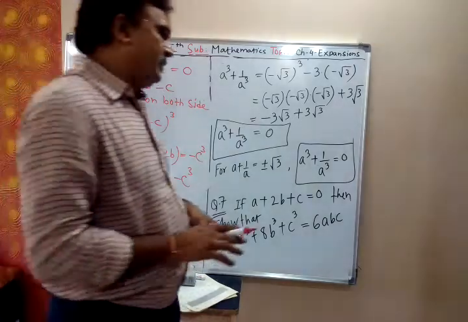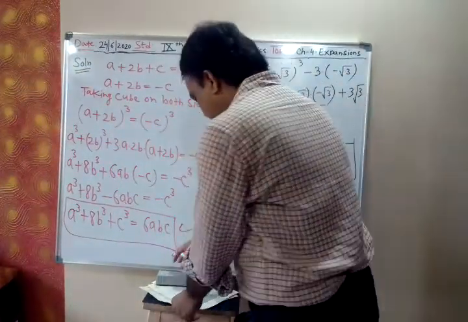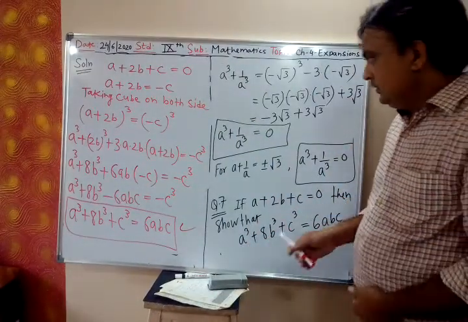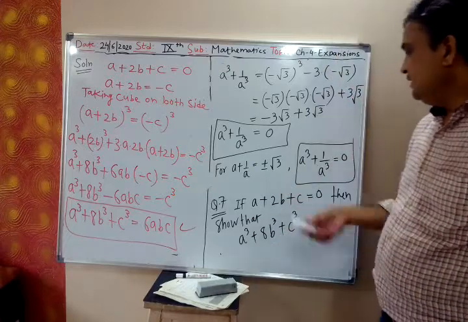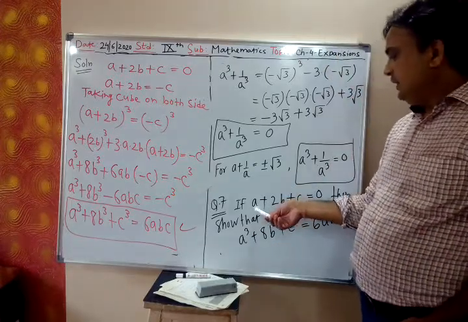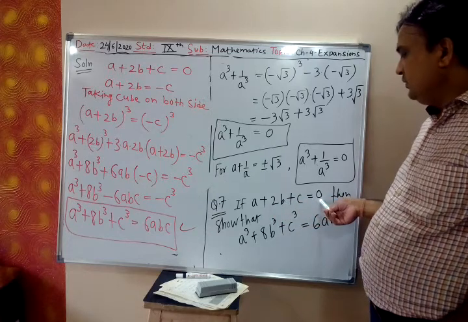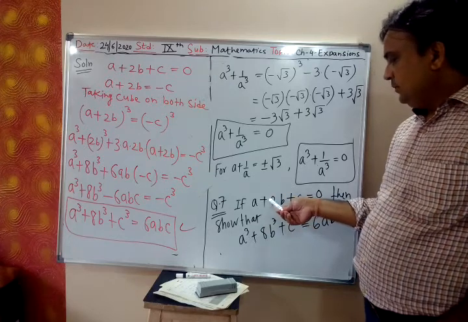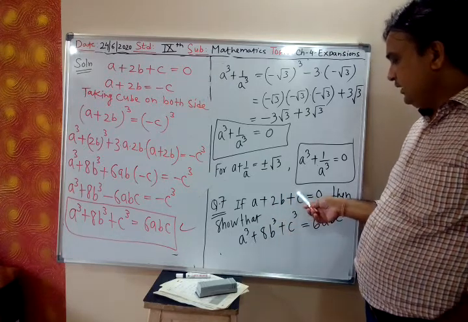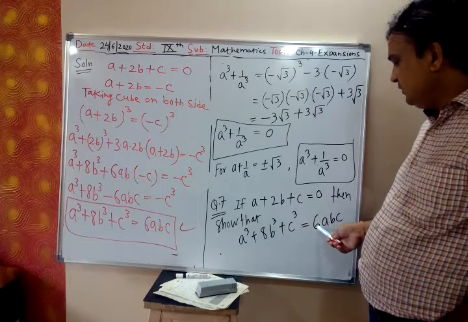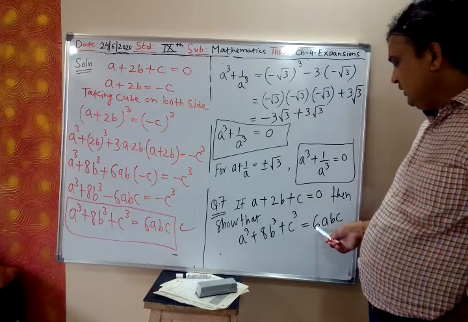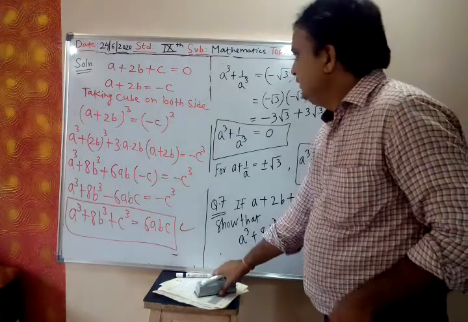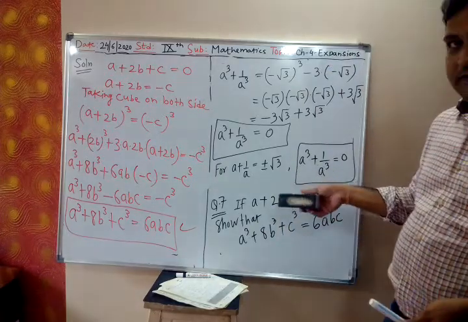So question number 7, write fast. What is given in this: if a plus 2b plus c is 0, then cube of first term plus cube of second term plus cube of third term is 6 times abc. Write fast.